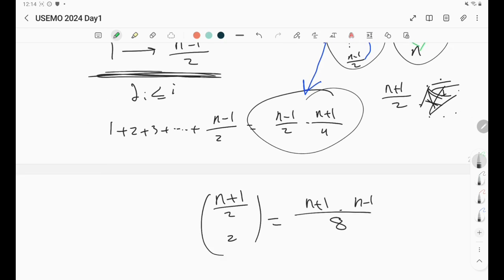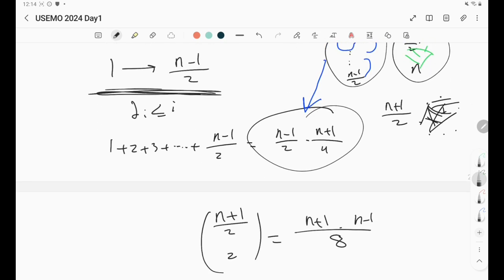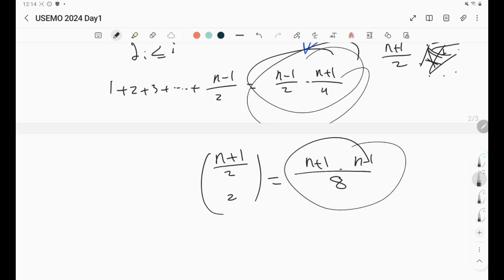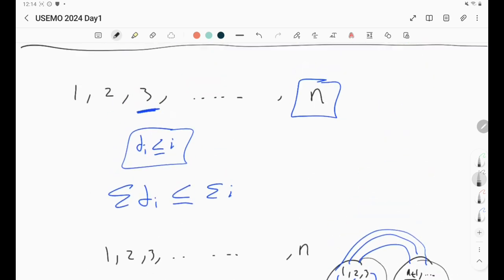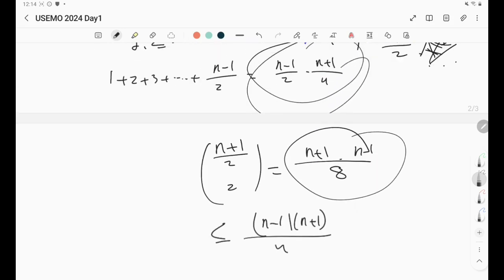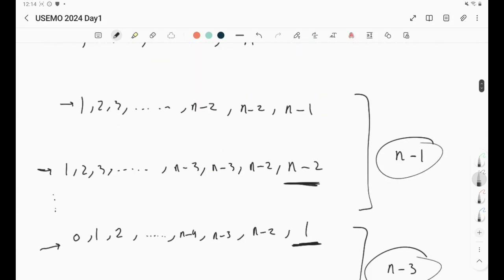Okay, so in total, our bound right now is this plus this. And that's, of course, double, because these two numbers are equal. So we get just double that number. And hence, we just get n minus 1 times n plus 1 divided by 4. And indeed, this is our answer. See? That means our bounding was correct. And yeah, that's it. We're done.